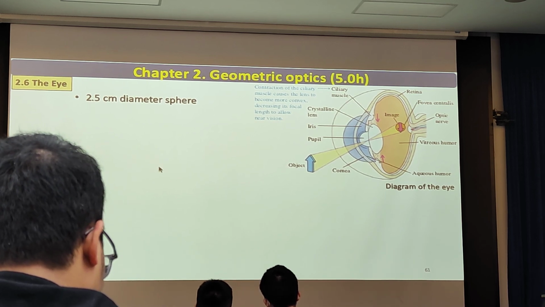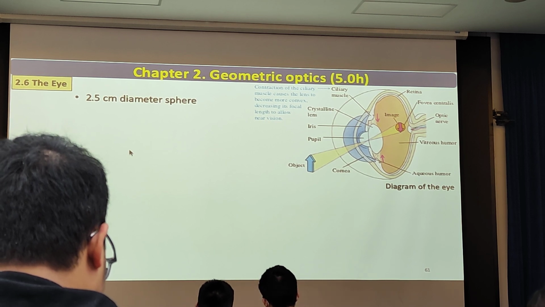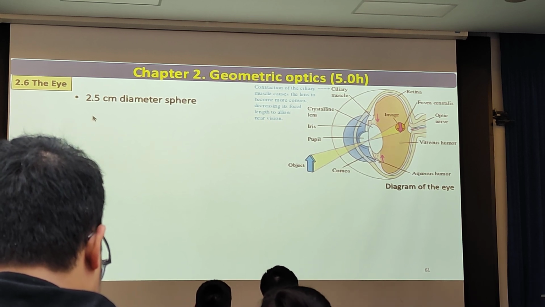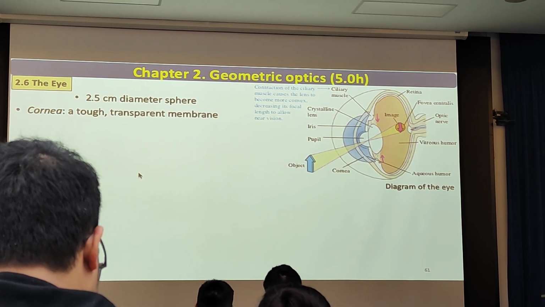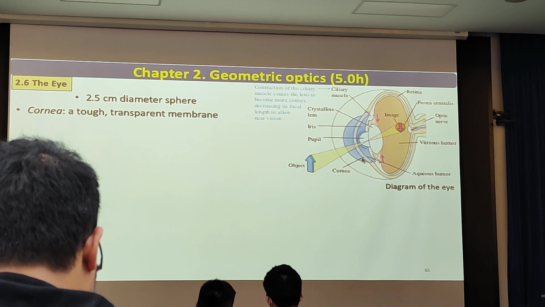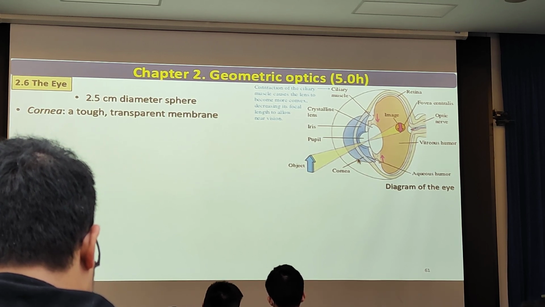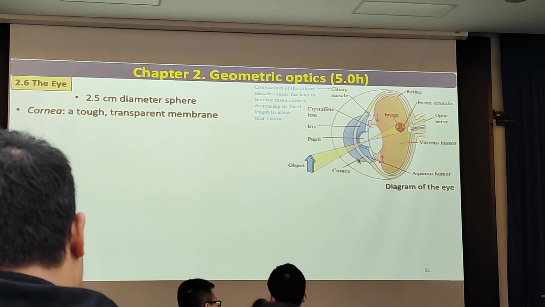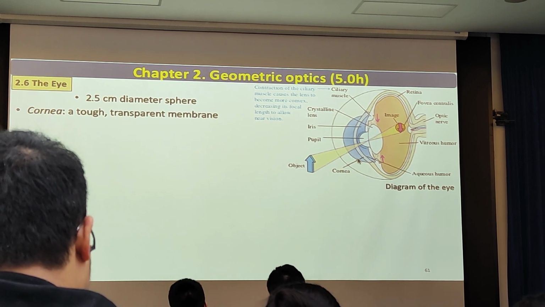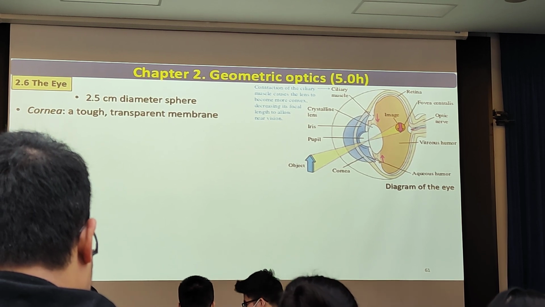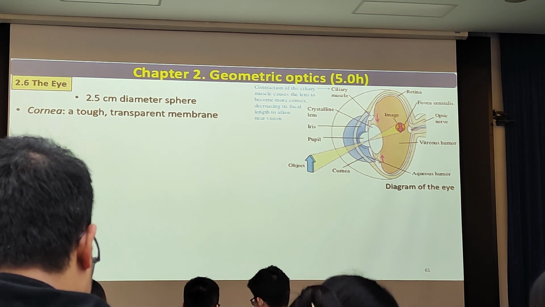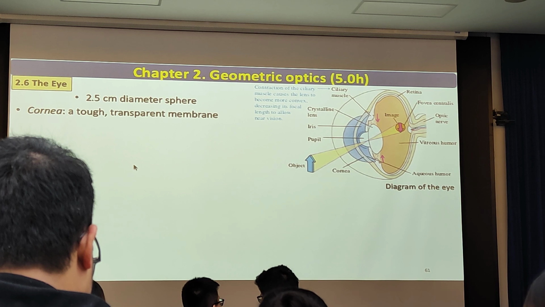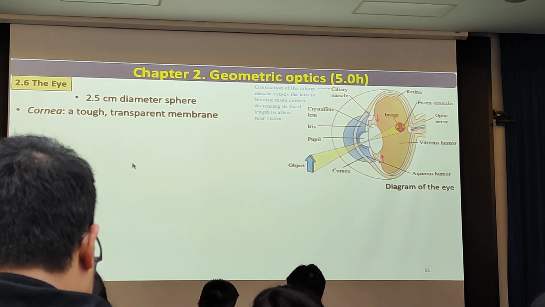So our eye is more or less a ball, around a 2.5 centimeter diameter sphere. It consists of the cornea, and the cornea is very important, pay attention, because if it is damaged, you can have some very serious difficulty in your eyes. My mom, for example, got some problem with the cornea, and we needed to use a laser to fix that. Normally they use green lasers for the treatment to heal your cornea.